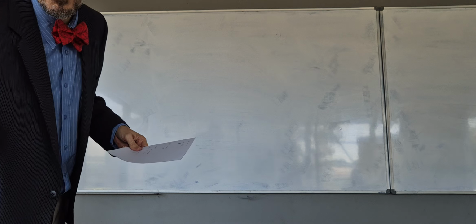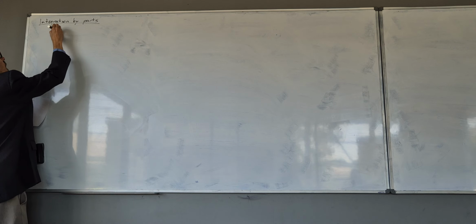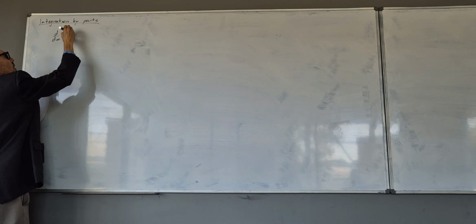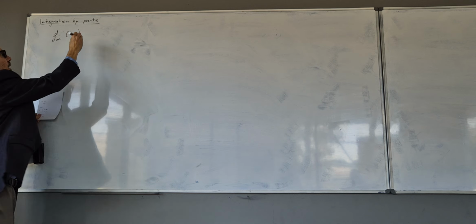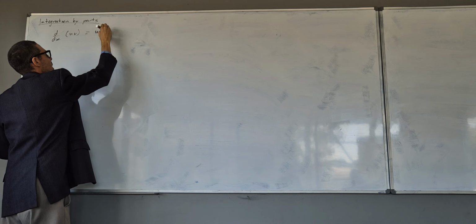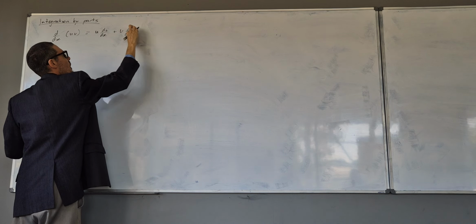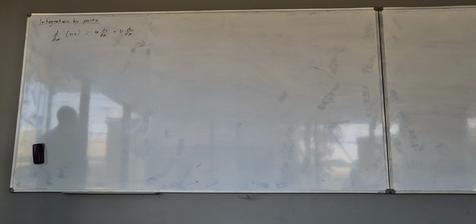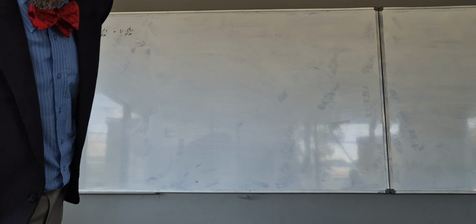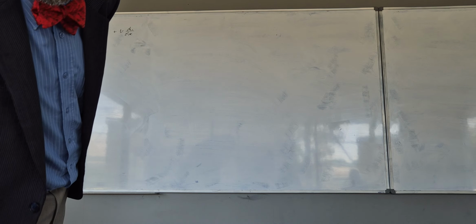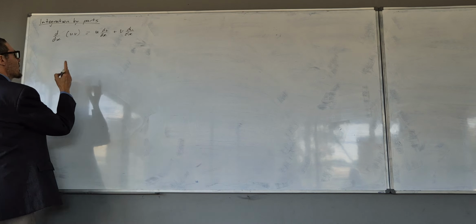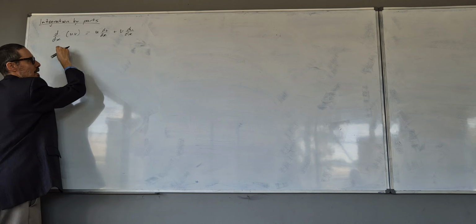So, the derivative of uv is u dv dx plus v du dx. Right, that's the product rule. So what I'm going to do is rearrange it a little bit. How did they rearrange it? Yeah, okay. So that means, let's integrate both sides with respect to x.